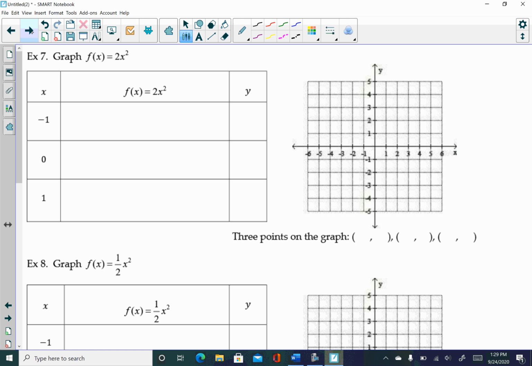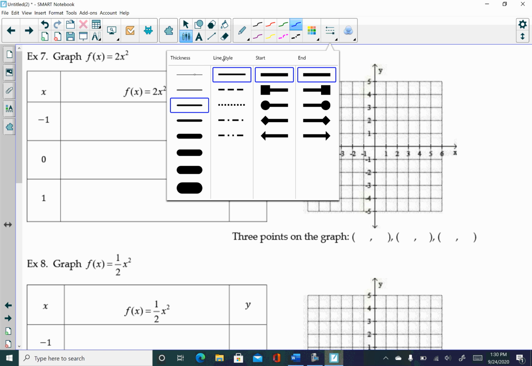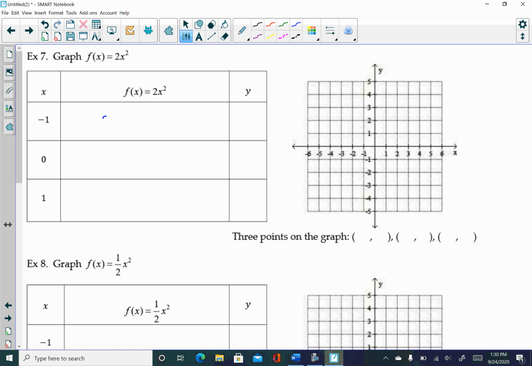All right, we'll flip it on over. You'll notice here in example 7 and 8, we're looking at something different. We are looking at coefficients in front of our x squares. What do those coefficients do? So in example 7, we put a positive 2 in front of our x squared. So let's look at that. So I have 2 times negative 1 in parentheses squared, 2 times 0 squared, 2 times positive 1 squared. You've got to do the order of operations, so think about it. You've got to square first and then multiply.